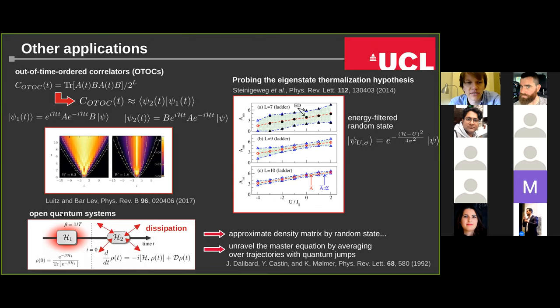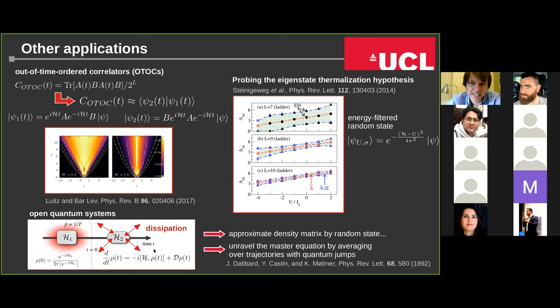You probably know much better than I do if there are scenarios or regimes in parameter space where such a pure state approach might be more powerful than all these nice matrix product state methods for open systems. But if you have any suggestions where one can use this, I'm always very happy to hear them.